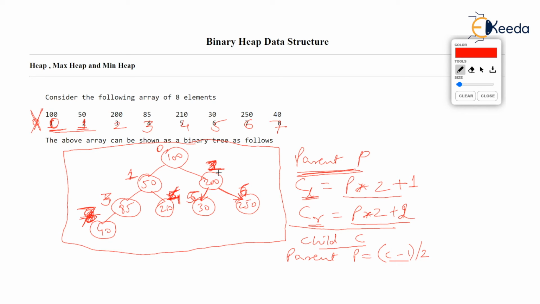If you start the index from 1, if the index 1 is the beginning, then CL is P into 2 and CR is P into 2 plus 1. But if you start the index from 0, then left child is P into 2 plus 1 and right child is P into 2 plus 2. That's it. That's why I wasted the 0th element and I promised I'll tell you what happens if you start the index from 0th element.